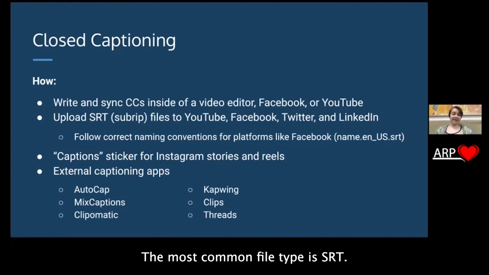The most common file type is SRT. It's not always the default file type when you go to export, so just keep that in mind. SRT is usually the best file type to use, especially for platforms like Facebook, which only accept SRT files. They also might have some naming convention rules. Facebook's in particular wants you to identify the language for them by putting, as I put in my example, name.en_US to convey that the language is English, United States English, not another form of English, such as the United Kingdom.